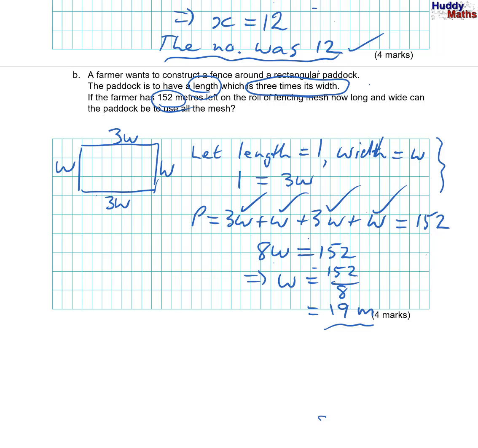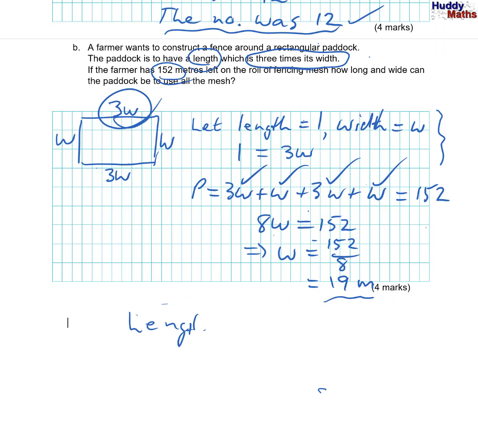So if our width is that, it means our length up the top here is 3W. So the field is 3 times W, 3 times 19, is 57 metres. And the width, so you should state your answer in words, width is 19 metres.